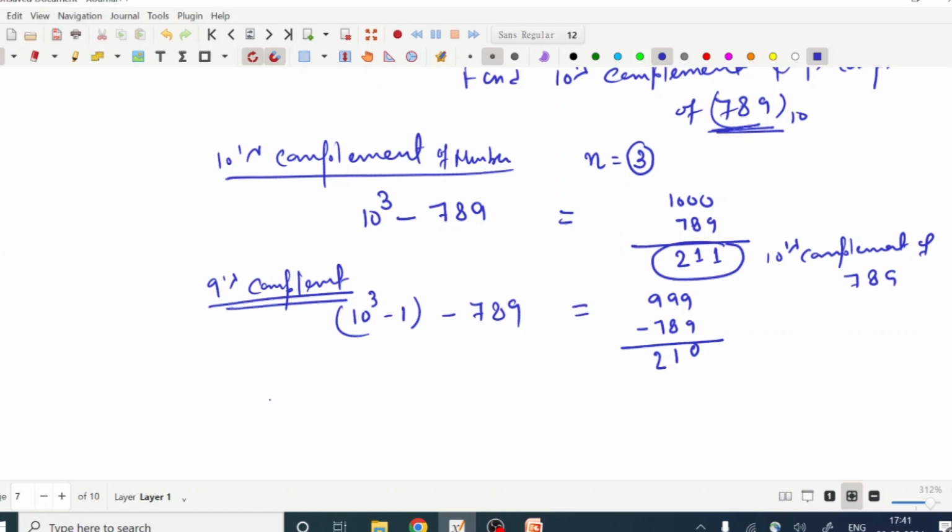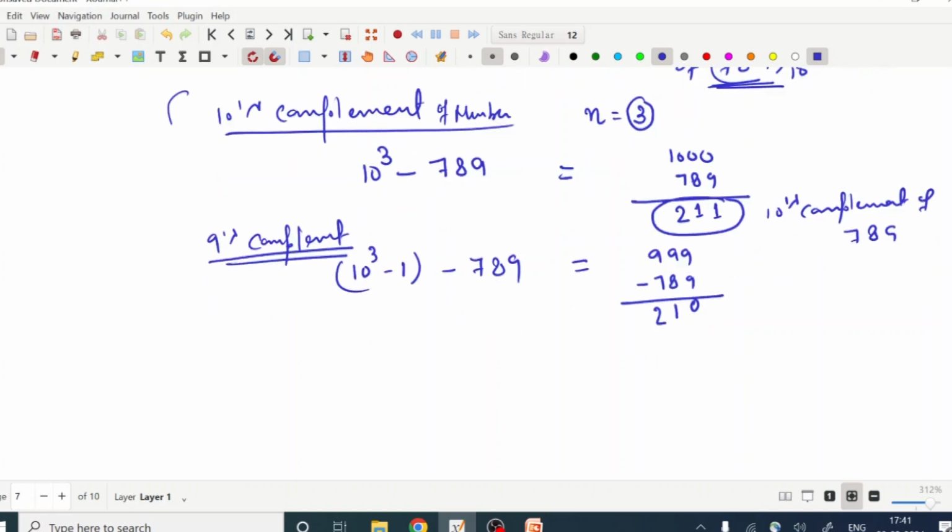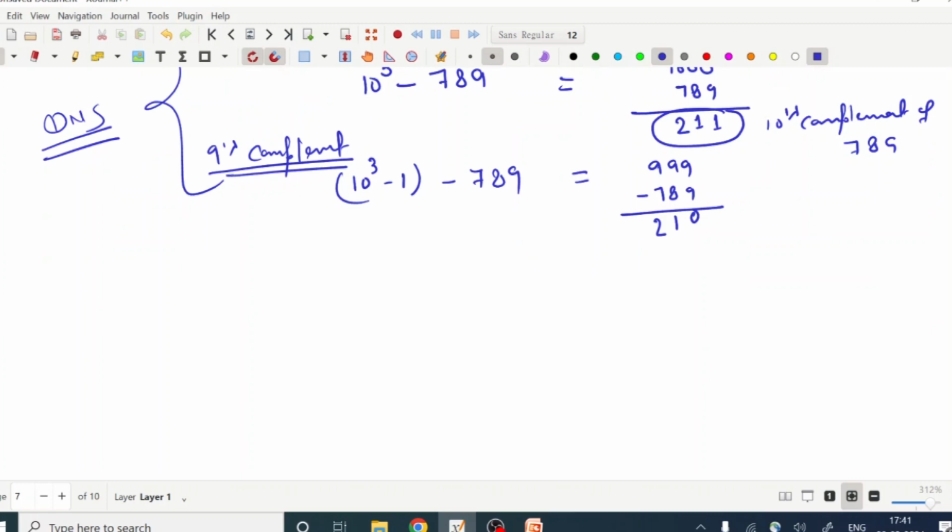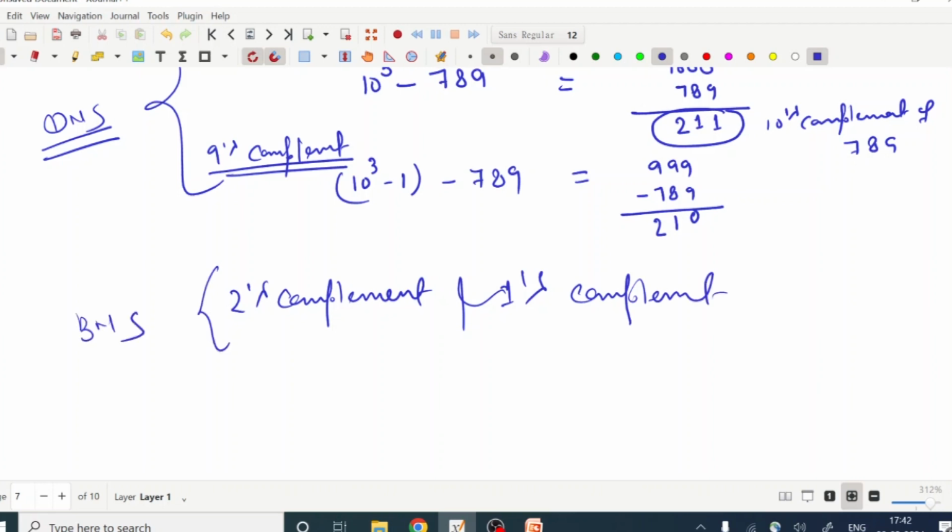The similar case applies in the binary number system. We find the tens complement and nines complement in the decimal number system. In the binary number system, we find the 2's complement and the 1's complement. The 2's complement is the radix complement, and the 1's complement is the reduced radix or diminished radix complement.